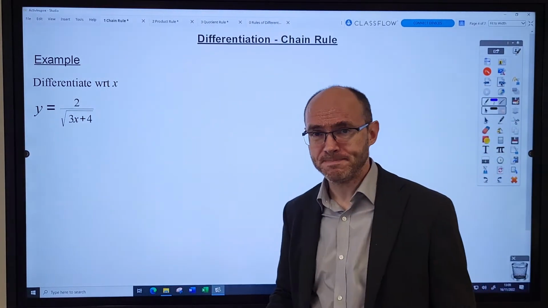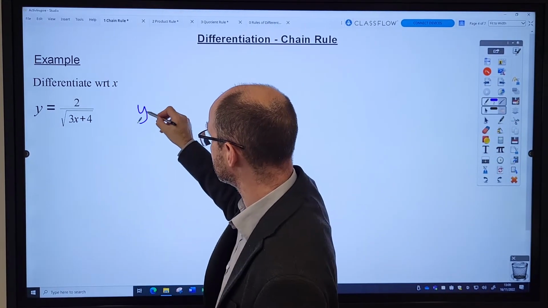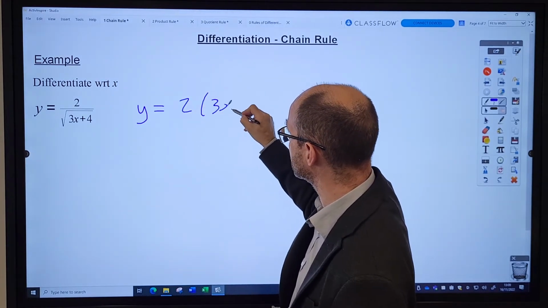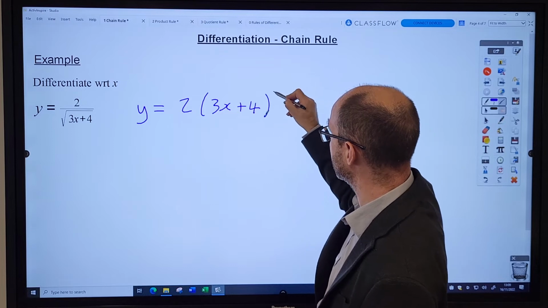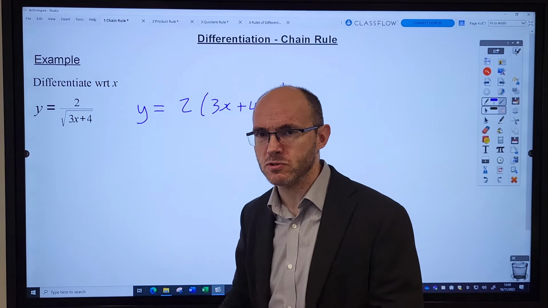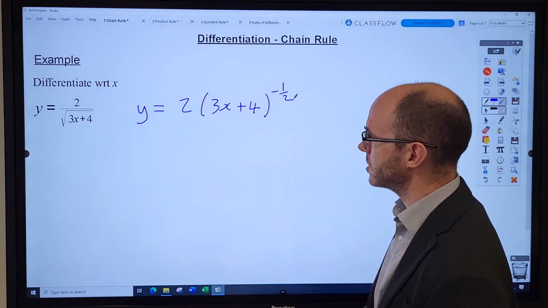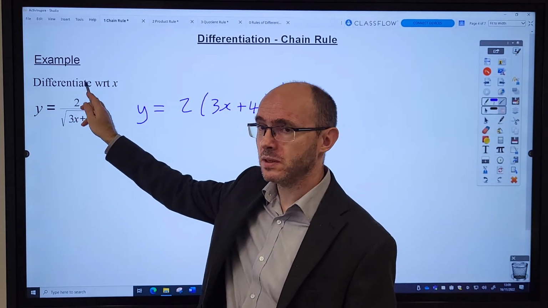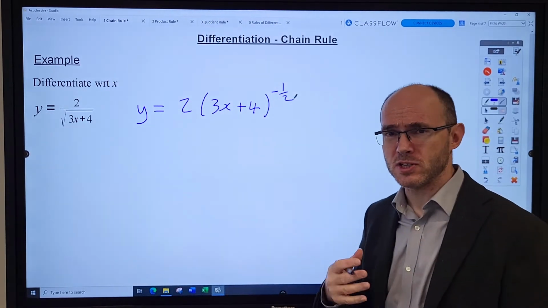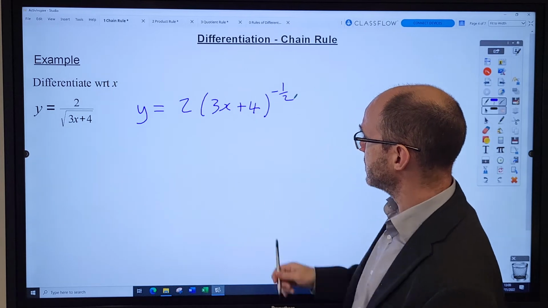Got one more for you. This one here. So here, you'd have to write it as 2 times (3x plus 4) to the power of negative a half. Again, you could use the quotient rule if you want, but I'm setting it up as a chain rule question. You could do this just using the chain rule, because you've just got a number on the top, you see. And so you just treat it as one single expression where you can differentiate it using the chain rule quickly. Okay, so happy with that?